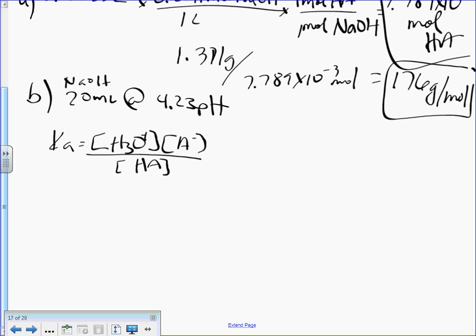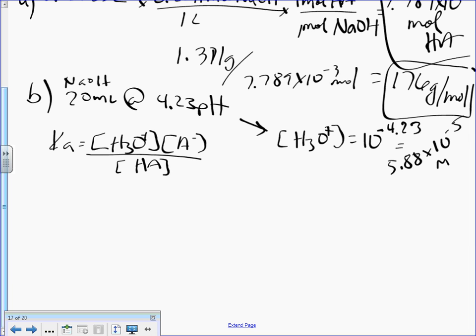Right, I can find the hydronium because I have the pH given to me, so I can go straight to finding hydronium concentration by taking 10 to the negative 4.23. That gives me 5.88 times 10 to the negative 5th molar. So that's hydronium. I'm just going to leave that there because I really can't do a whole lot with it right now, but I know it's going to go in there.